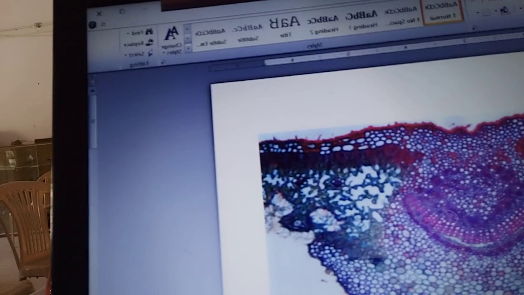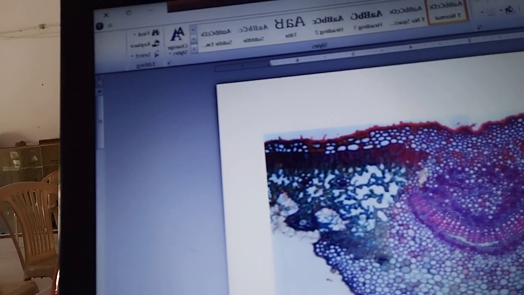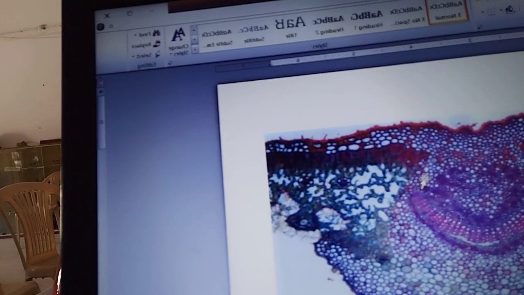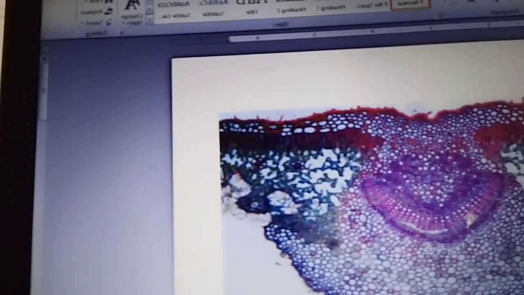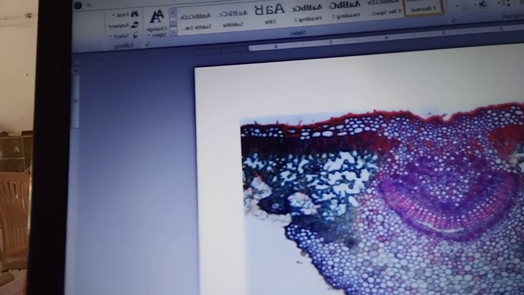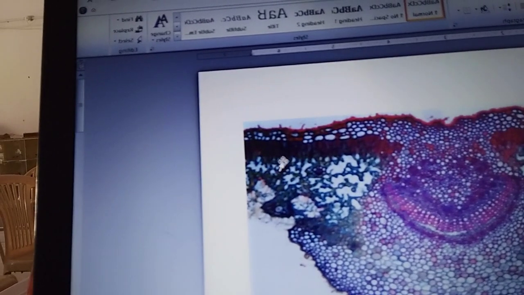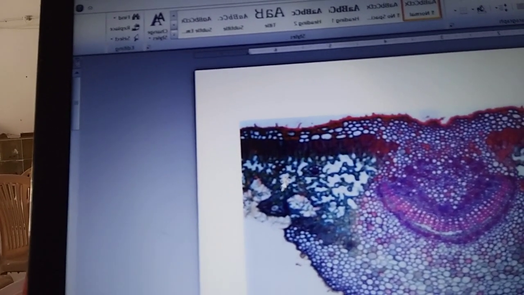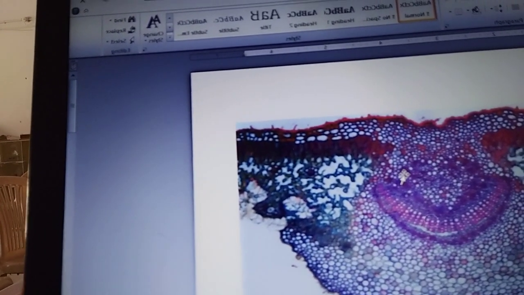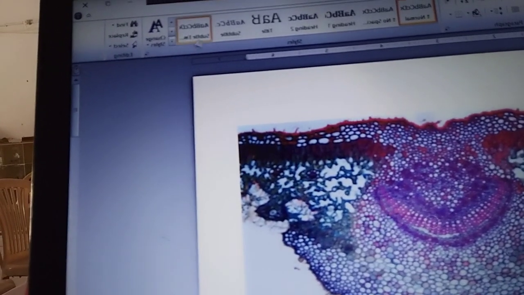Coming towards the vascular bundle in the midrib region, you find a large vascular bundle with well developed xylem and phloem. Generally you observe that the metaxylem is pointed towards the lower epidermis. Parallel to this midrib bundle, you will find a number of parallel vascular bundles with the same arrangement, and they are enclosed in parenchymatous sheaths. So this type of observation you have to make. This is basically the midrib region.